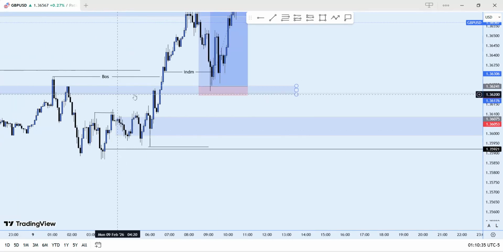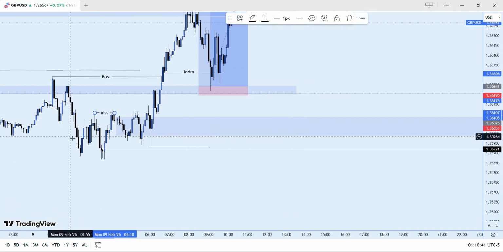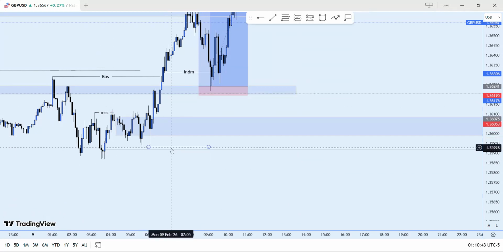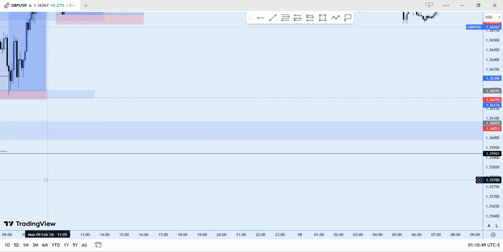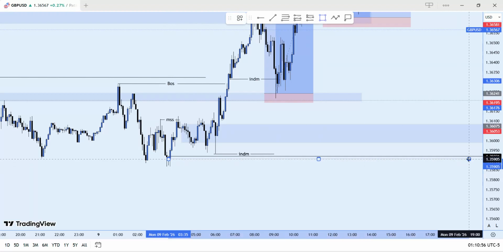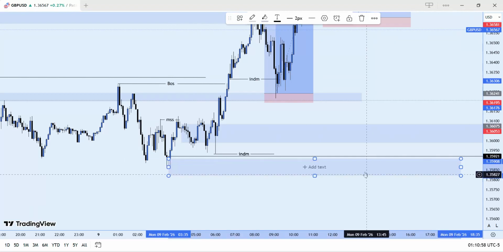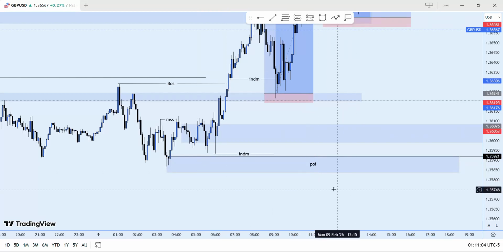So the market, as always, market structure shifts, inducement, and then a point of interest. A point of interest. That is just it.